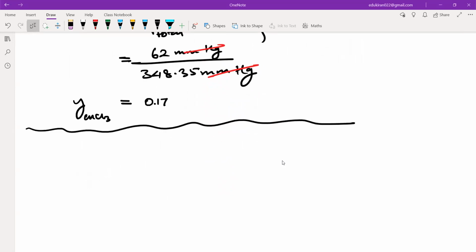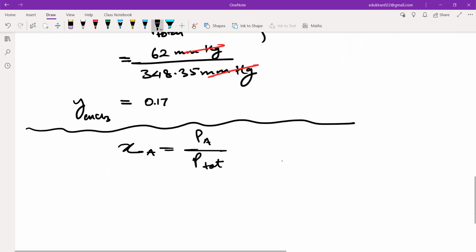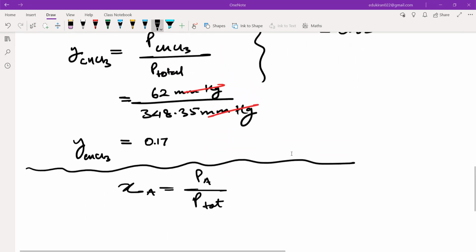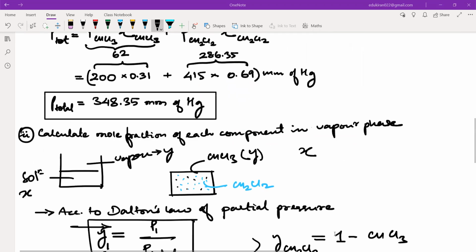So what we said for gases, please don't write this down. For gases, I said that the mole fraction of A will be equal to the partial pressure of A divided by the P total.